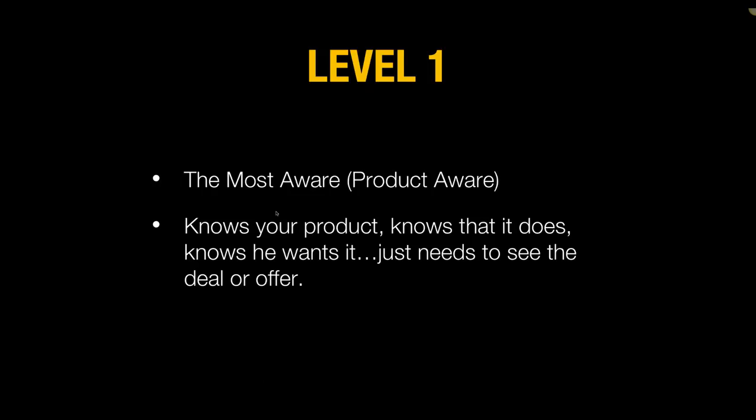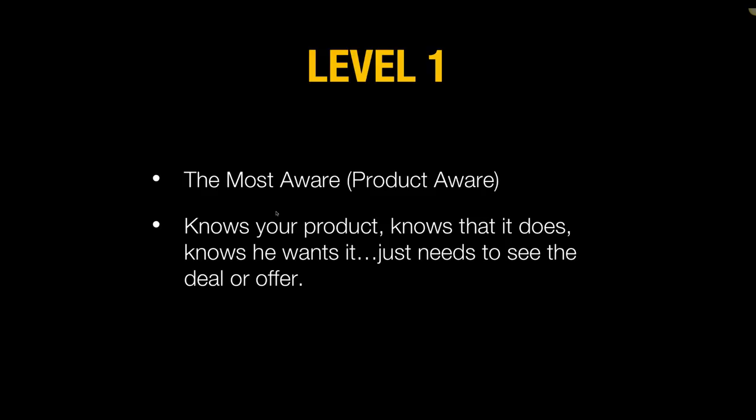So I'll stop beating a dead horse. Let's talk about the first level of market awareness, level 1, the most aware, and also what I call product aware. So this is when your prospect knows your product, knows what it does, and knows that he or she wants it. They just need to see a deal or an offer. This is a very, very easy sell.